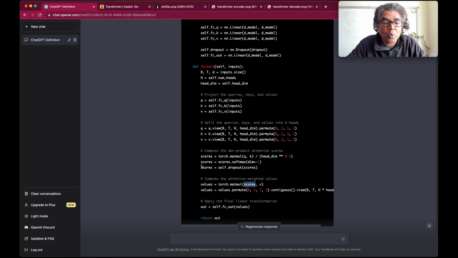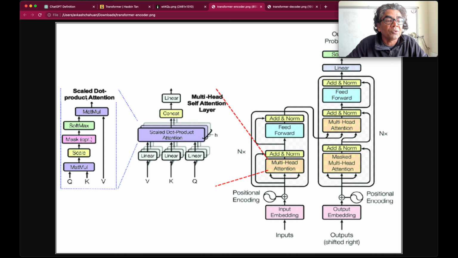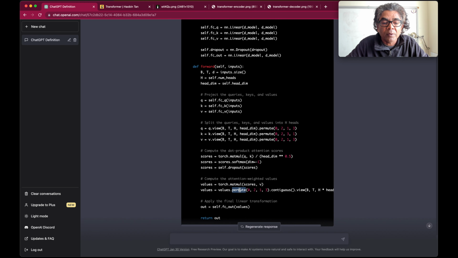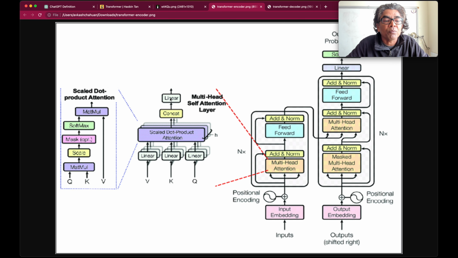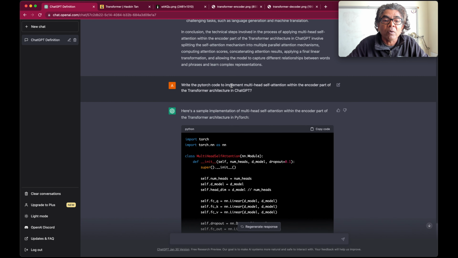And with these scores, the attention-weighted values are created. That is a matrix multiplication, which is again here. And finally, that is concatenated here, and finally the linear transformation is applied. So this code corresponds to the image we have seen about the encoder part of the transformer in ChatGPT, and here is the code for that.